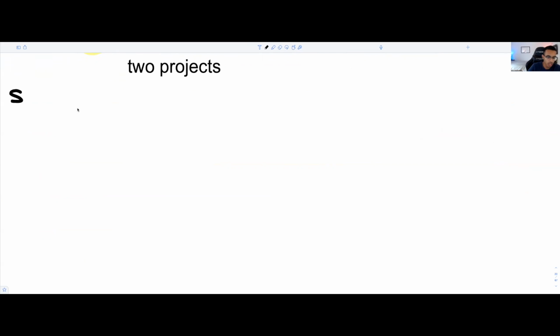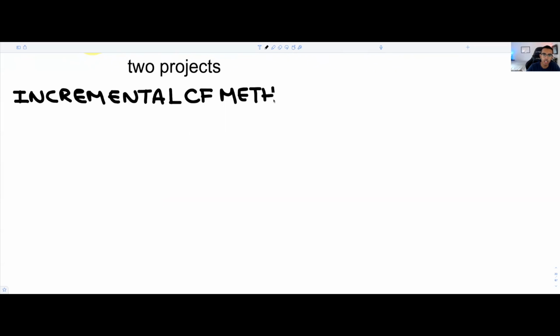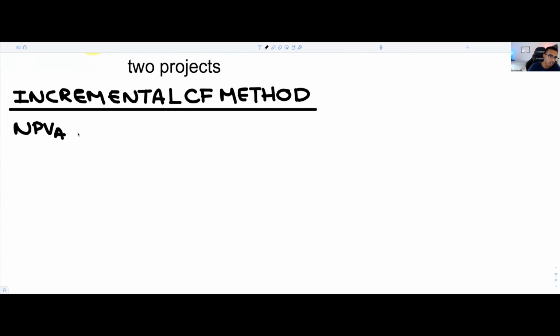So not even step 1, we're just going to highlight this as being the incremental cash flow method. Okay, the incremental CF method. And the incremental cash flow method is really straightforward. We want to find the point at which the NPV of Project A is equal to the NPV of Project B. That's what this tries to do. It's really as easy as that. That's our objective, that's our goal.